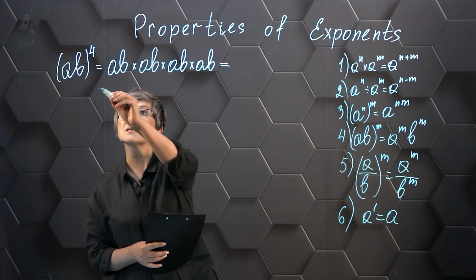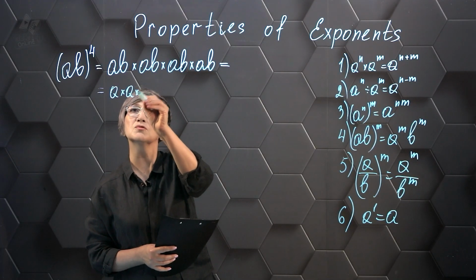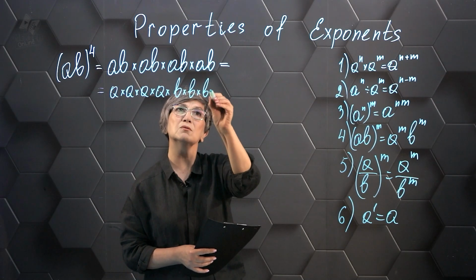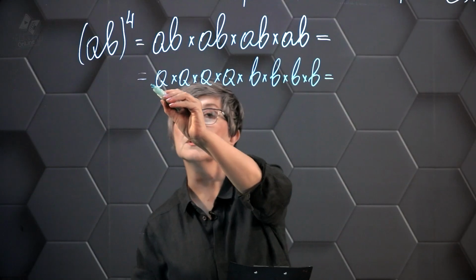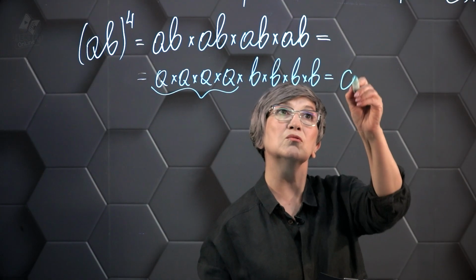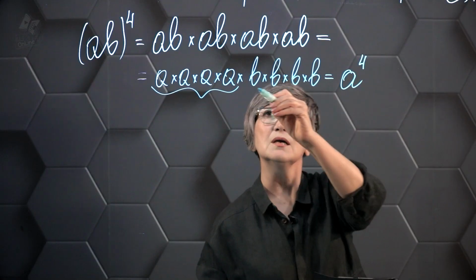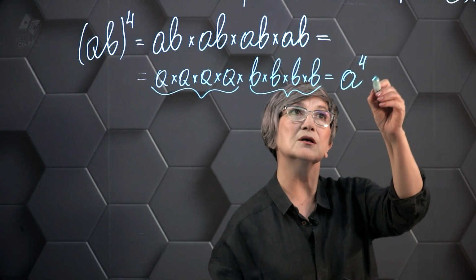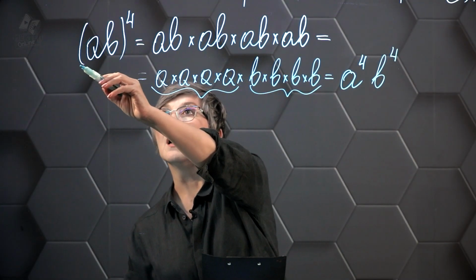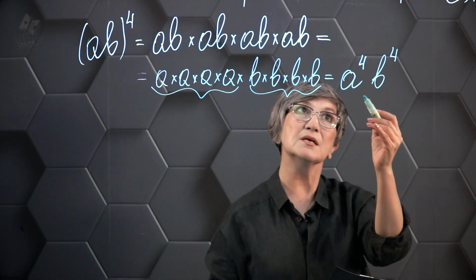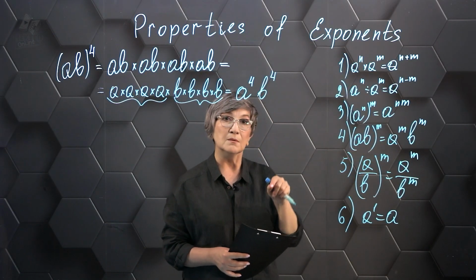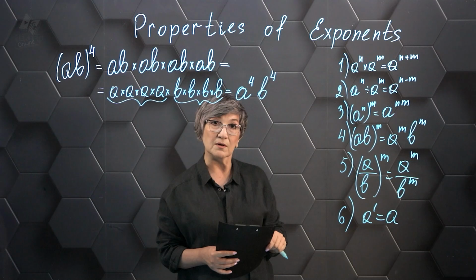I'm going to write a times a times a times a, and b times b times b times b. We can see that the multiplier a is written 4 times, and then I can write a to the power of 4, and multiplier b 4 times, then b is to the 4th power. As you can see, (ab) to the power of 4 is a to the power of 4 and b to the power of 4. We can see an application of the fourth property.